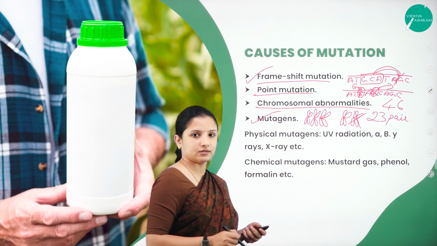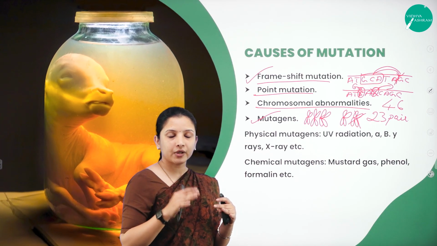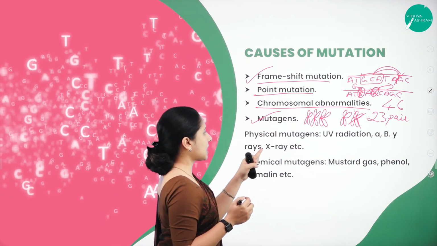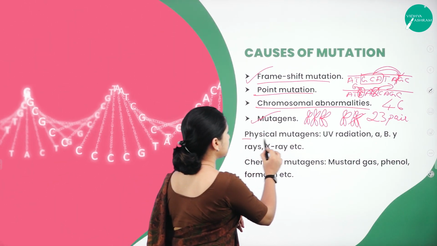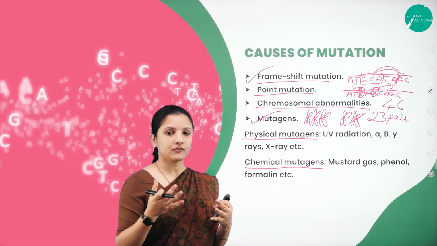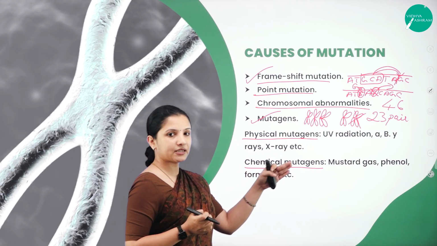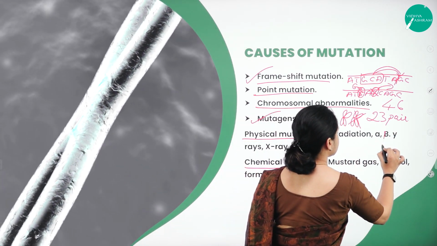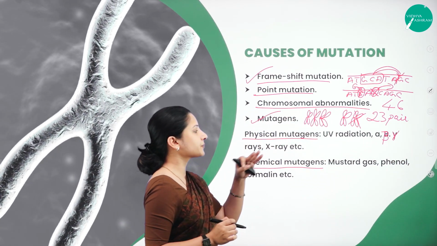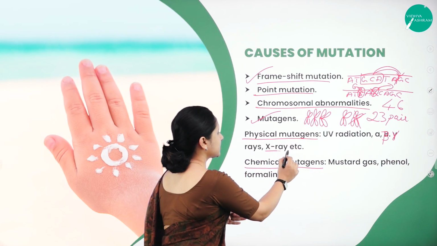Next is mutagens. What are mutagens? Those chemicals or compounds that bring about mutation in the DNA are called mutagens. There are two types of mutagens, physical mutagens and chemical mutagens. Physical mutagens means you have UV radiation, X-rays, alpha rays, beta rays, and gamma rays. So these are the different types of radiation.